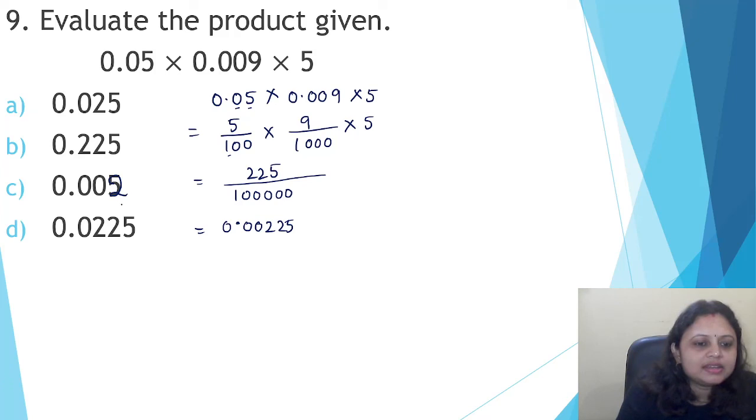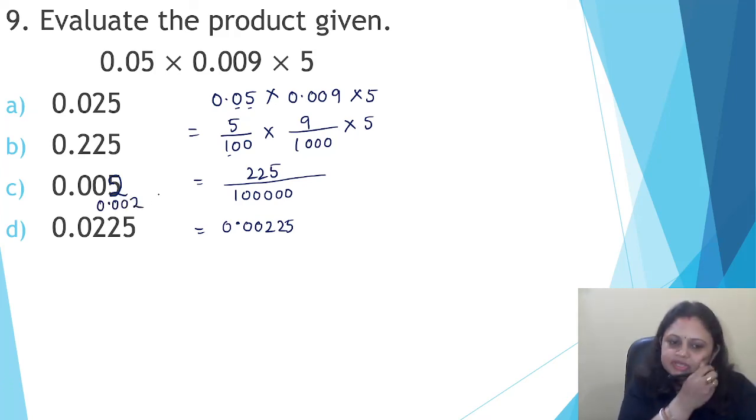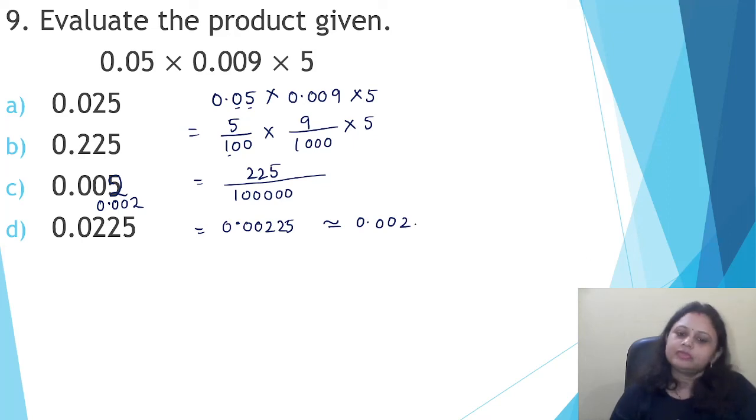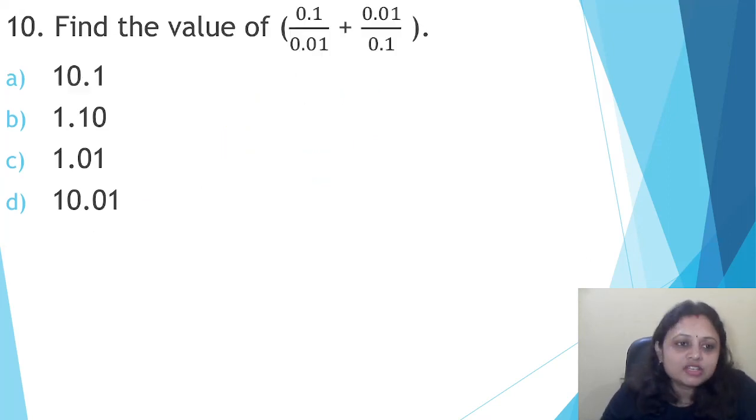So we can write it as 0.002, in option C. If it is 0.00225 and we consider up to 3 digits after the decimal, then the answer can be 0.002. Right? Coming to the next question.